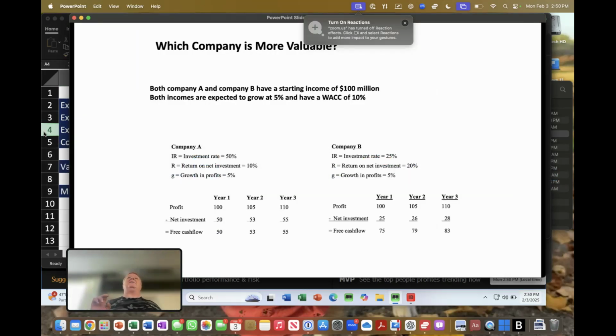On this slide, without doing the spreadsheet, which of these two companies, based on the data on the slide, was going to be more valuable and why? Yeah. Company B, ROIC is 20% and has a WACC of 10%, which is 10%. Yes, but there's something even more fundamental.